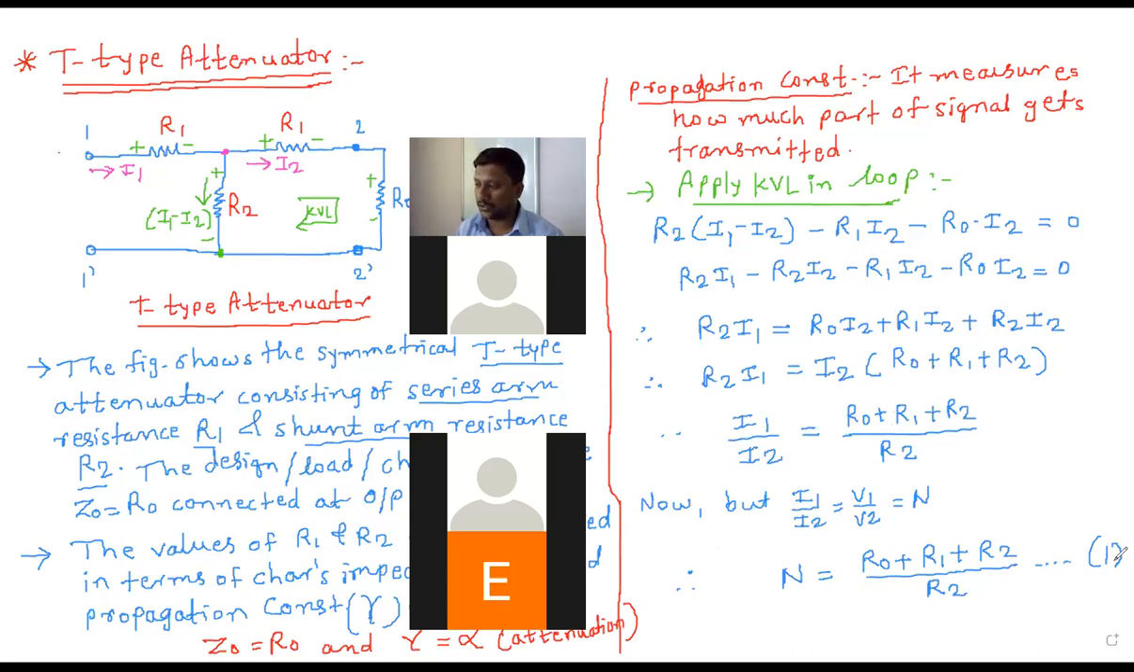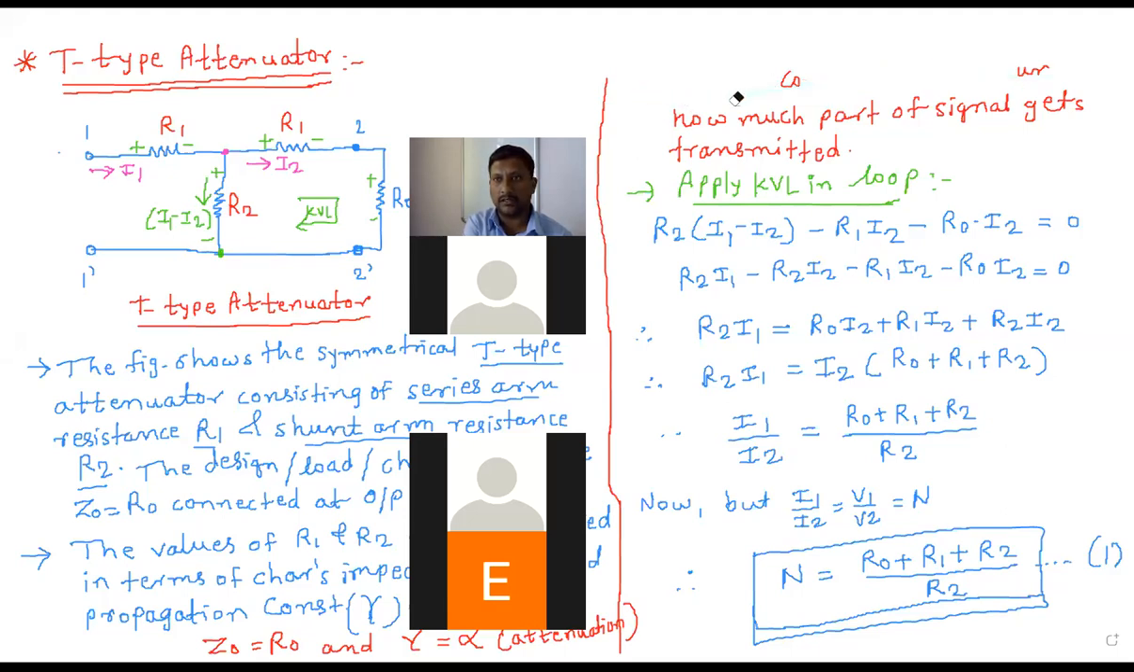Up to this point, everyone understood now? Yes, sir. Okay. So N is equal to R0 plus R1 plus R2 divided by R2. This equation we require. Now, next point, I will erase each and every point.